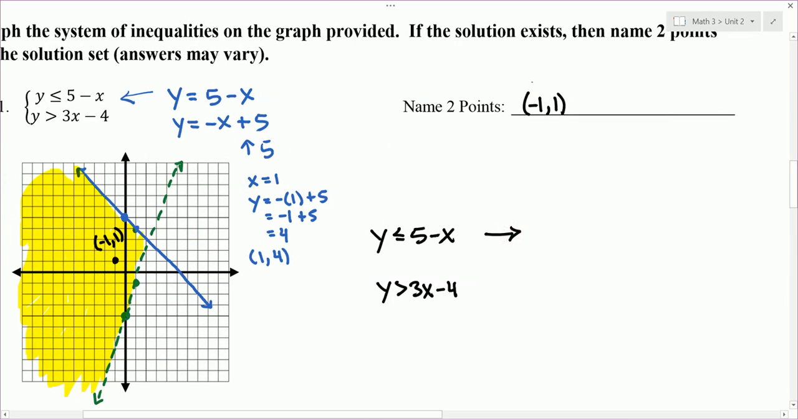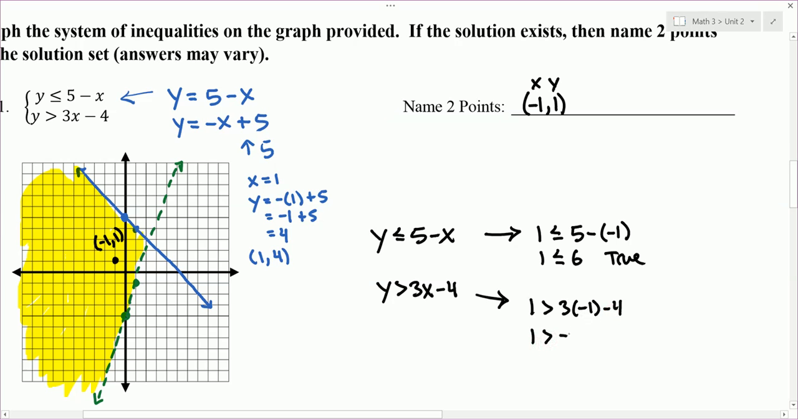If I plug in 1 for y, I get 1 is less than or equal to 5 minus negative 1. Well, that's 1 is less than or equal to 6. That's true. And let's try the second inequality. Plug in 1 for y is greater than 3 times negative 1 minus 4. 1 is greater than, that's negative 3, and negative 4 gives us negative 7. That's also true. 1 is greater than negative 7.